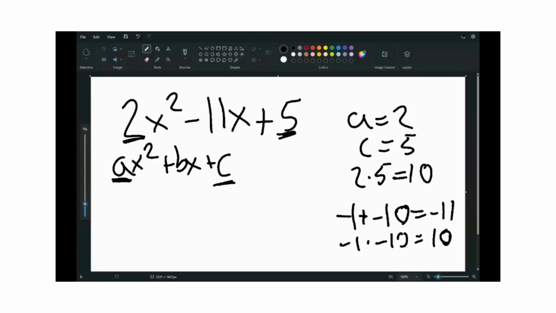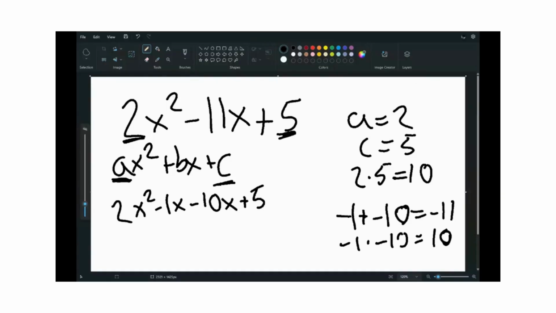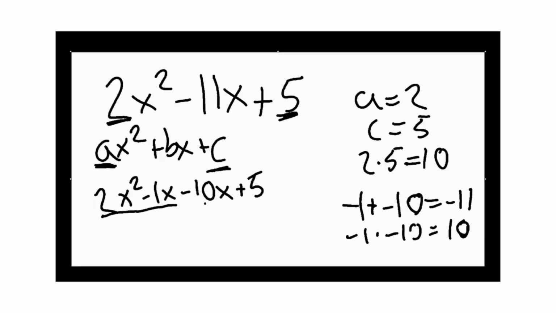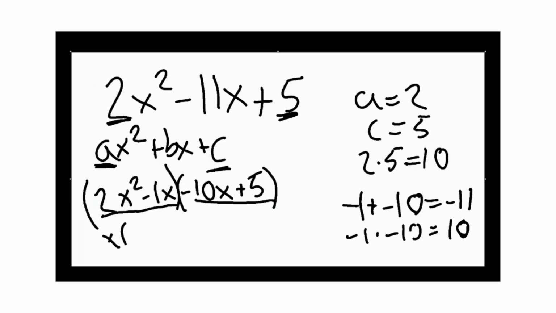So now, with these two numbers in mind, we can split up our expression into 2x squared minus 1x minus 10x plus 5. And now we can solve this like a grouping expression. So with our two groups being 2x squared minus 1x, or minus x, and negative 10x plus 5, we can factor out x from 2x squared minus x, leaving us with x times 2x minus 1.